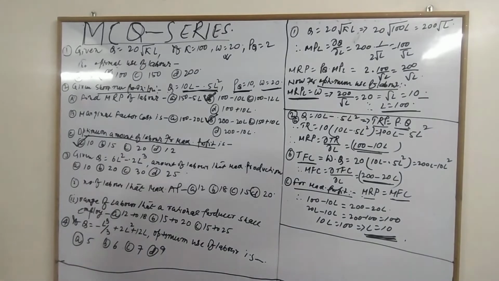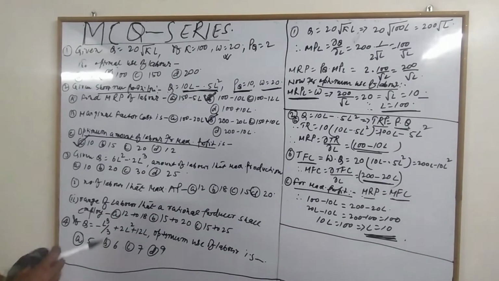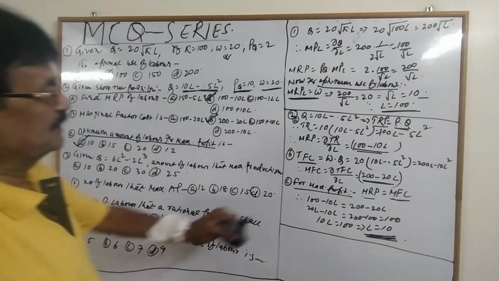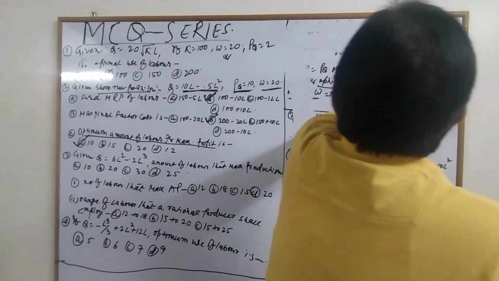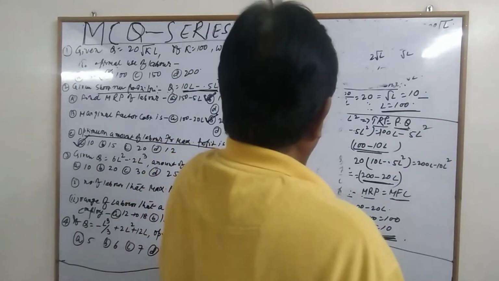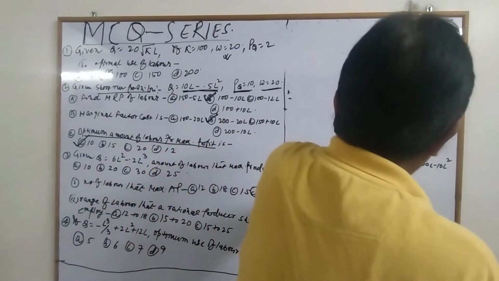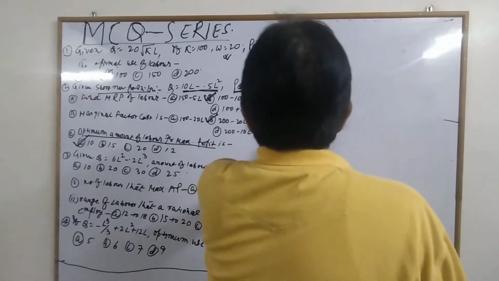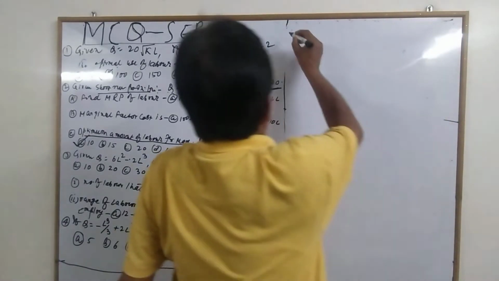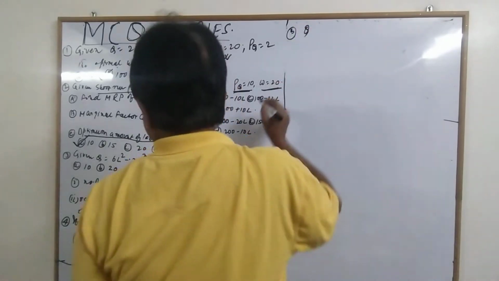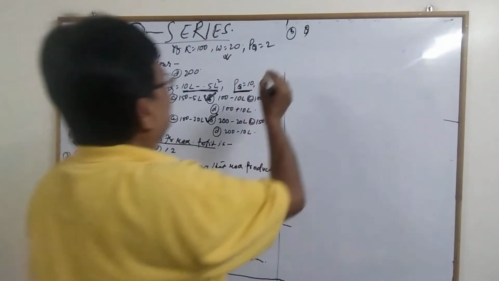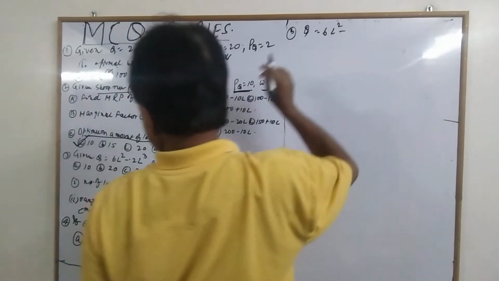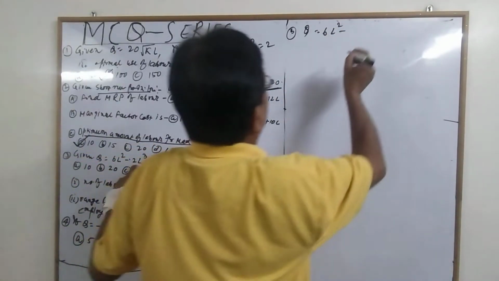Now question number 3. It says that we have the production function 6L square minus 0.2L cube. Given this production function, we have to calculate the amount of the variable factor. In a moment it could be calculated.